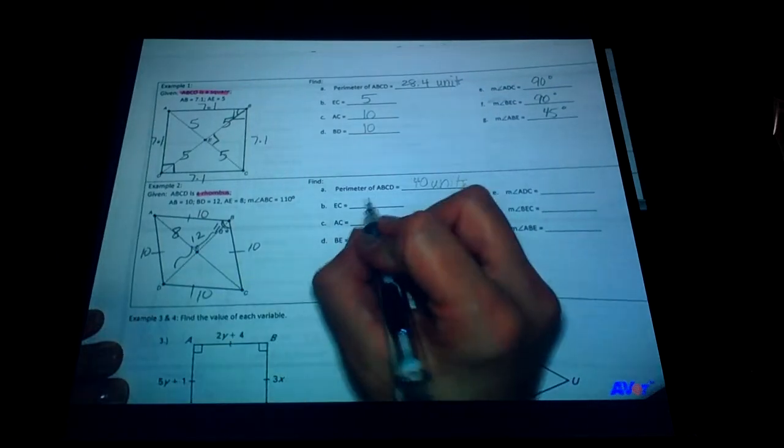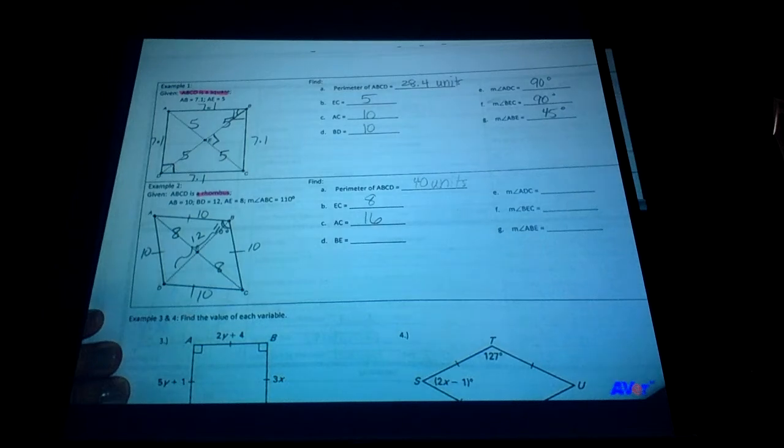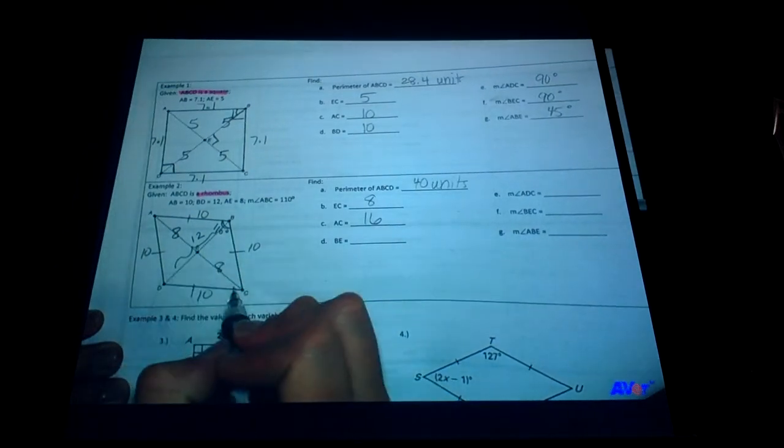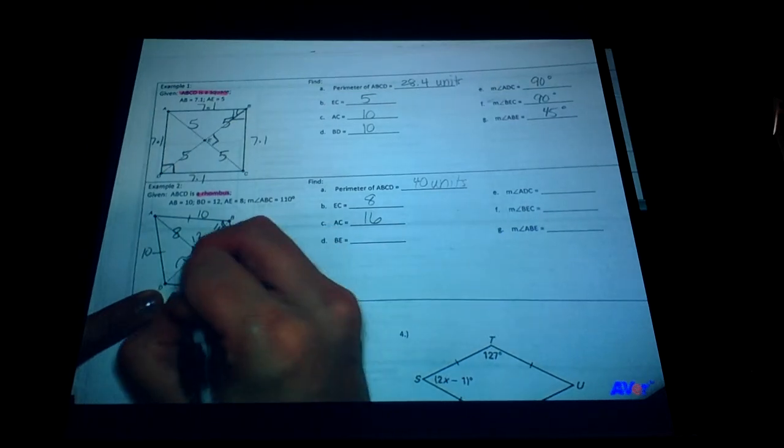So if one of them is 10, they're all 10, and that perimeter is 40 units. EC, my diagonals are bisected, so if the top part is 8, the bottom part is 8, and that means that whole diagonal there is 16. Now again, my diagonals are not congruent in a rhombus, the other one is 12. But that diagonal has been bisected, because that's a property that a rhombus has from a parallelogram. So segment BE is 6, because the whole thing is 12, divide that in half, this would be 6.